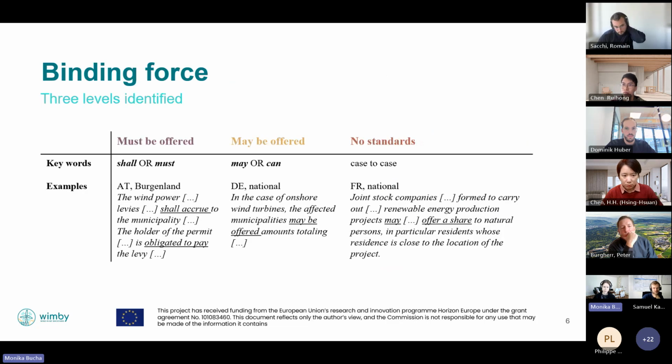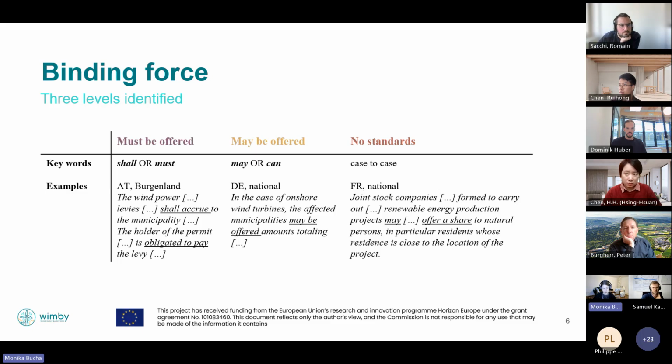What I've also analyzed was the binding force of the schemes, because I could see that regulations sometimes use a very soft wording. So I could identify 3 different levels of binding force. The highest binding force I have defined as must be offered, and there they use the keywords are, shall or must. So in Burgenland, it, for example, says the wind power levies shall accrue to the municipality, and the holder of the permit is obliged to pay the levy. Then some regulations have only used soft words such as may or can, and other countries have defined no standards at all.